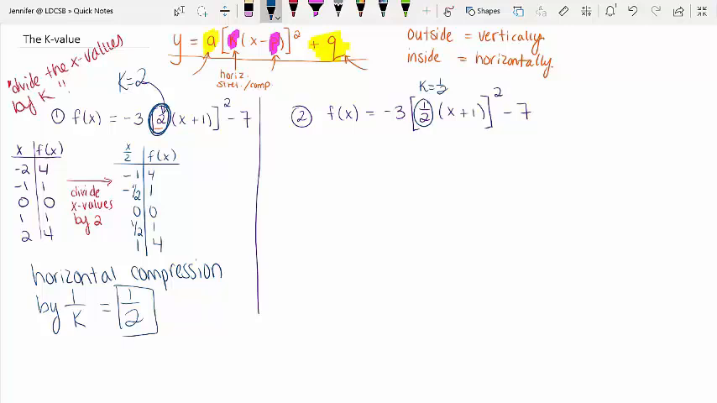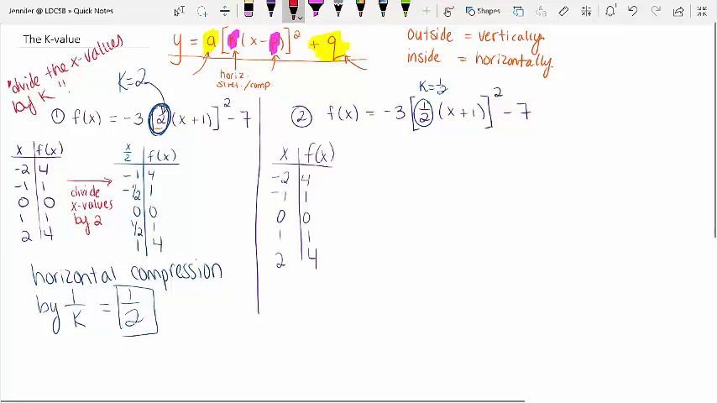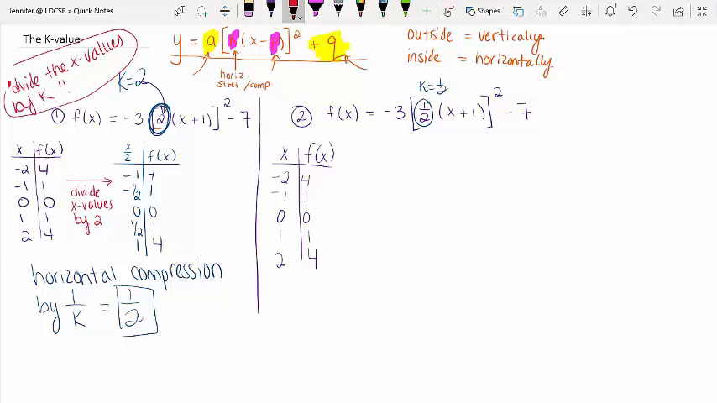Let's start with our base graph. So if we want to apply that k value to our graph, how do we do that? Well, look at this statement we wrote down before. You always divide the x values by the k value. So we're going to divide all of our x values by a half.